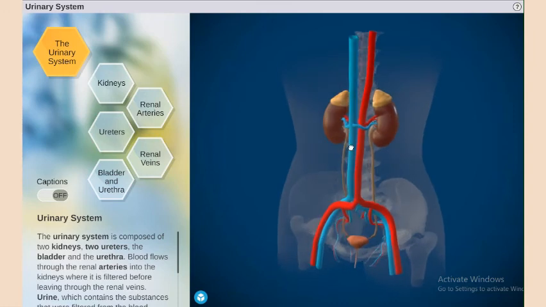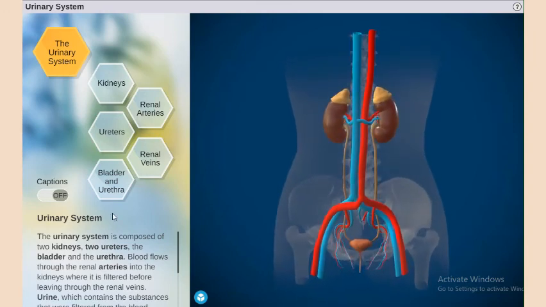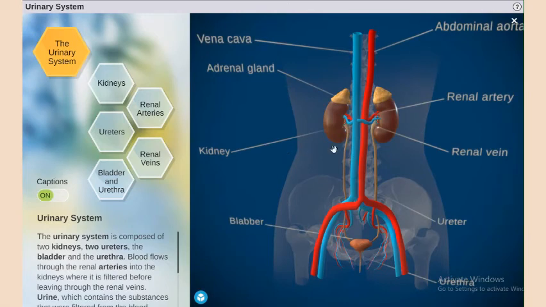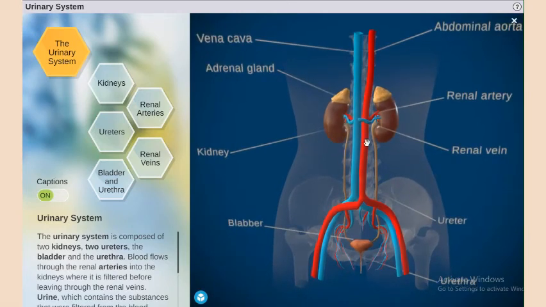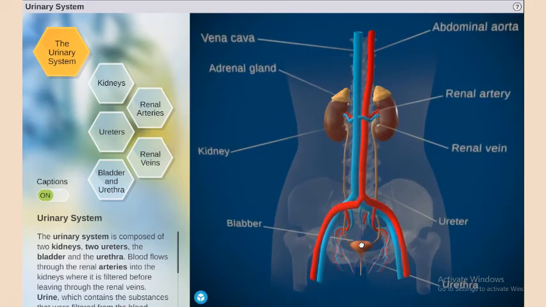Kidneys are connected to the ureter. Let me label the diagram. So here we have the kidneys, two kidneys. The kidneys are connected to the ureters. The ureters are tubes that leave the kidney and end up in the bladder. Here is the bladder, which is a pocket located in the pelvis. You can see the pelvis right here. This pocket stores the urine in it and opens outside the body through the urethra, and this is the urethra.